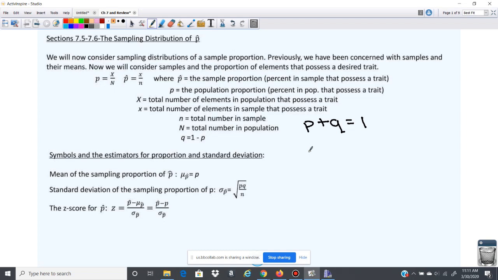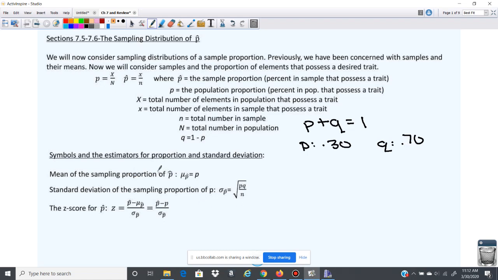Let's say P is 30%, we would say that's 0.30. Then we would assume that Q is the other percentage. So if 30% have something, then 70% don't. So Q would be 0.7. So they would always add to 1.